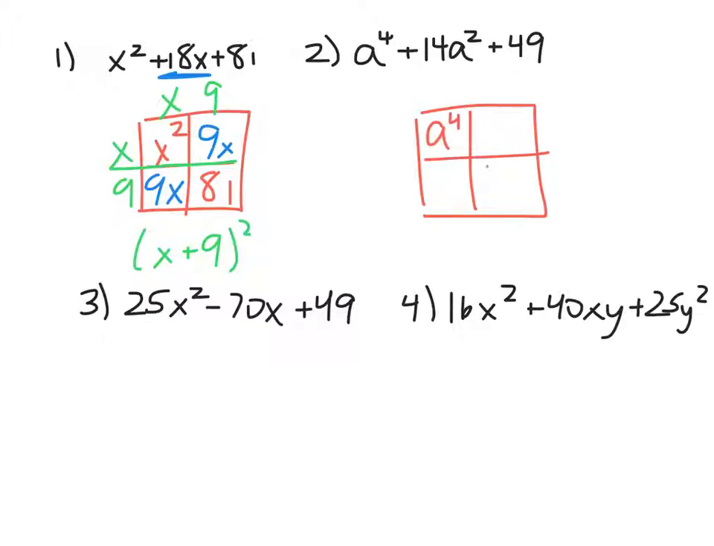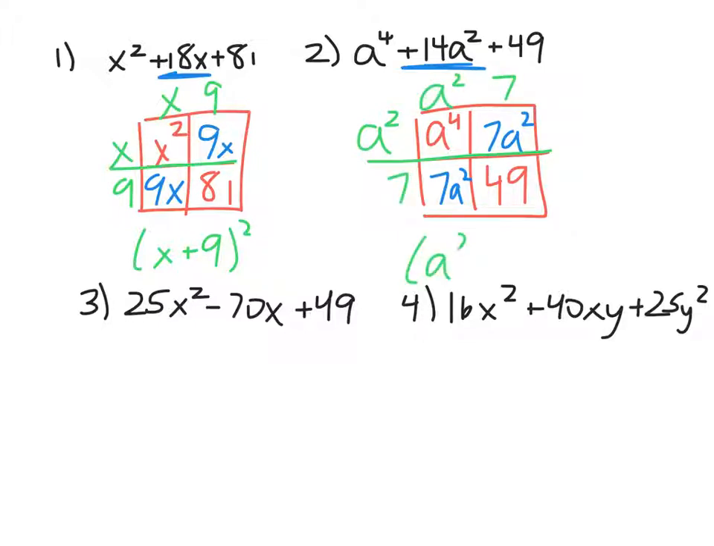Okay, first term, first box, last term, last box. Try splitting in half. So 7a squared, 7a squared. Now walk it out, now walk it out. There we go. A squared, 7, 7. So a squared plus 7 quantity squared.